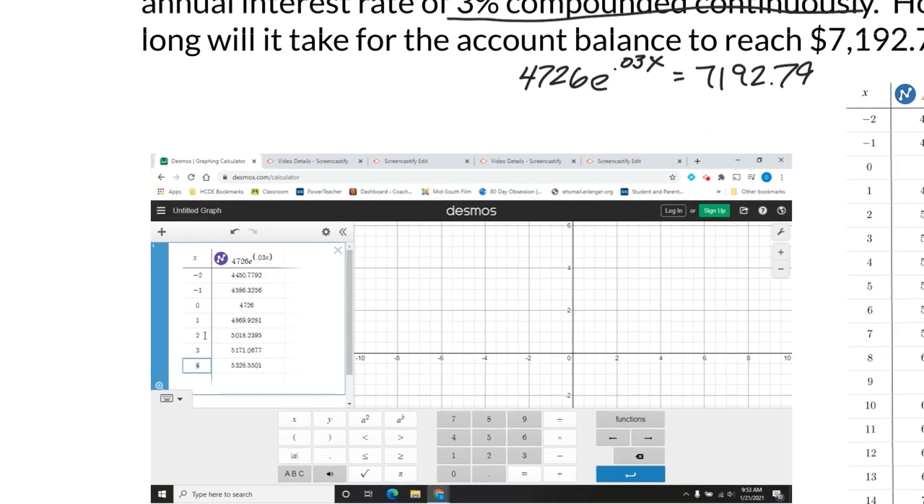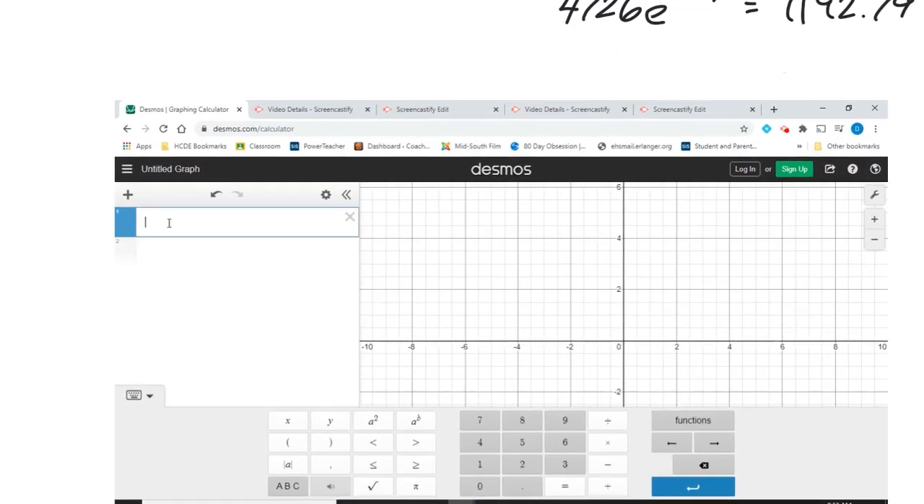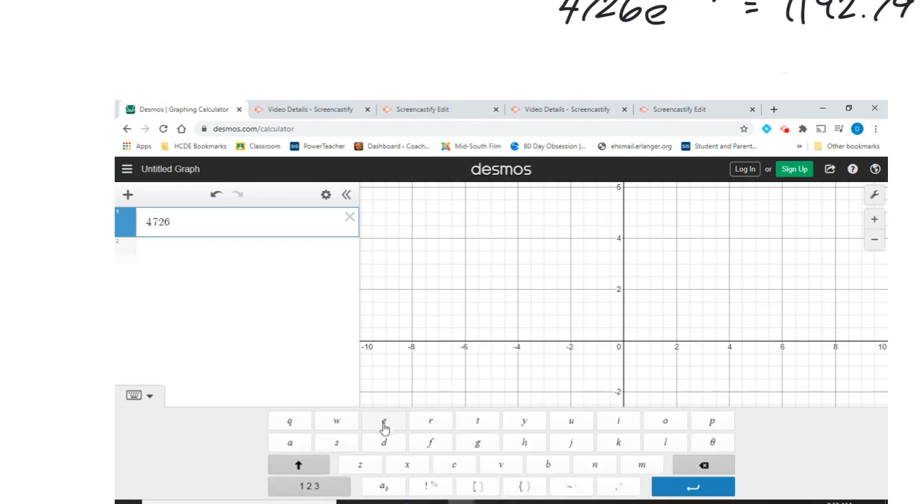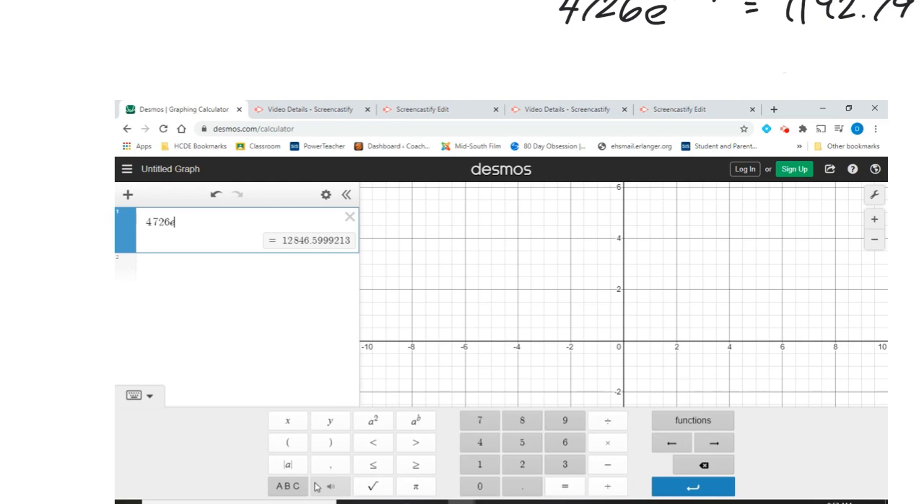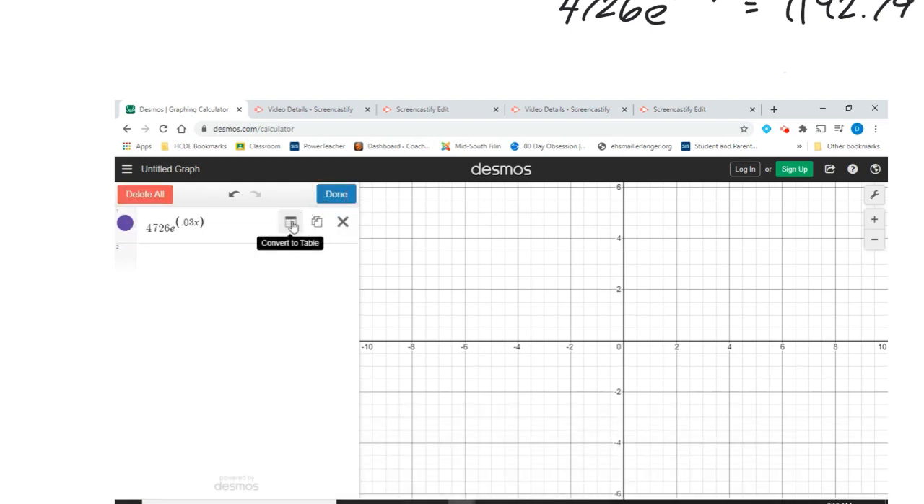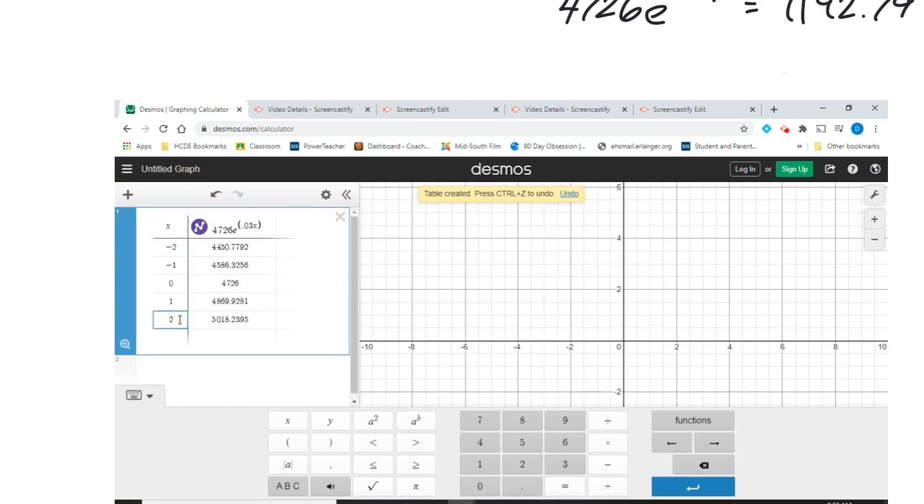Cycle through and see how this thing grows. So in this one, what we're looking for is the time period that it was in. With the $4,726 investment, compounded continuously, again, that's the natural base. We don't know how much time this is going to be, so what we'll do is we'll put in our rate, and our rate is 3%, 0.03. And since we don't know how much time, we will put in the variable x. So now we want to see when this investment hits $7,192. So I'm going to just go through the table, and then here's my time period, and then just cycle through and see how this thing grows.